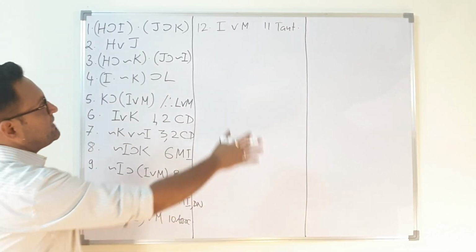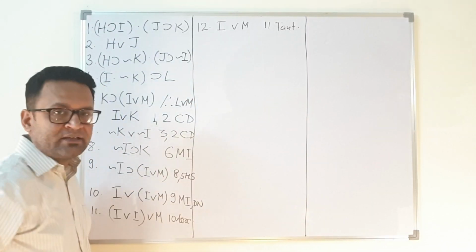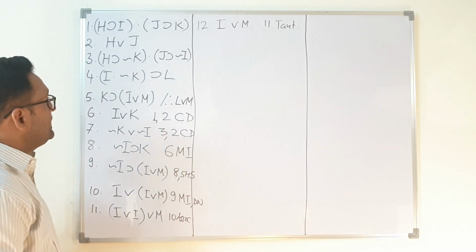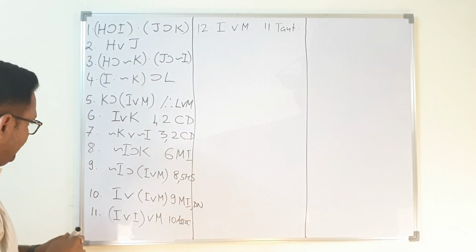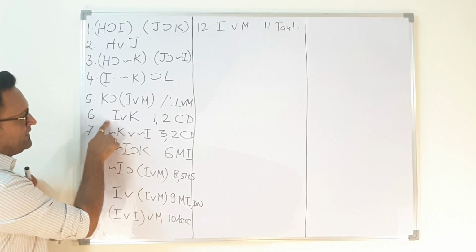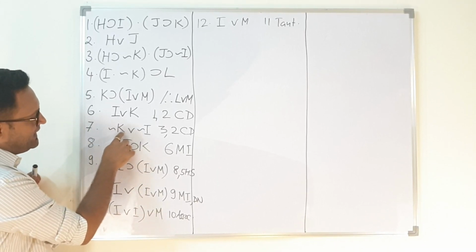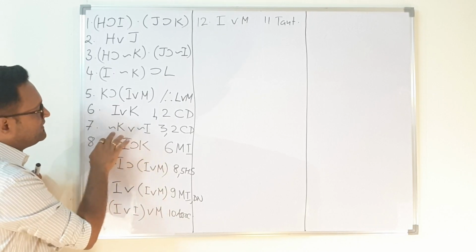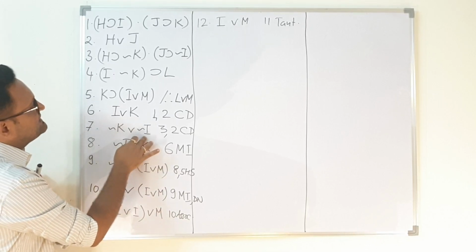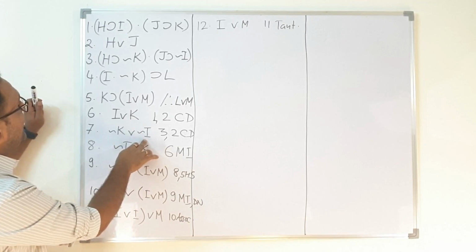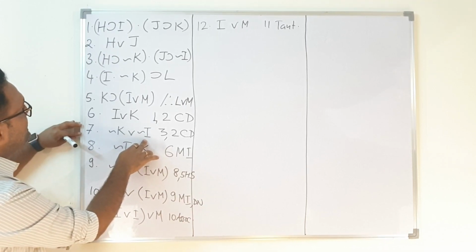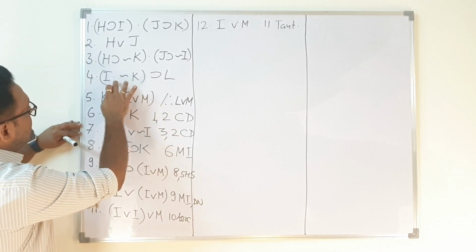Okay. So some part of it has come. Let us see if we can create something out of it. Now we have used this line number. Now let us see this line number. This is negation of K wedge negation of I. This will become K implies negation of I. Okay. And we have this.